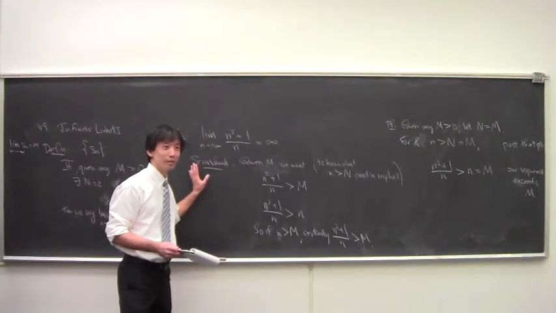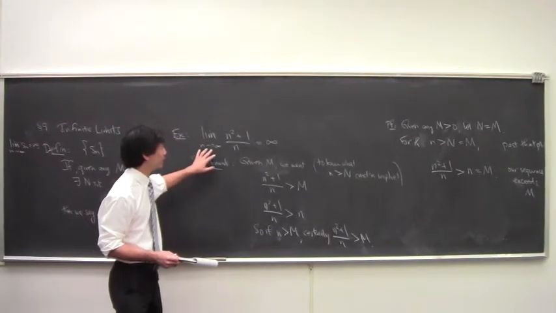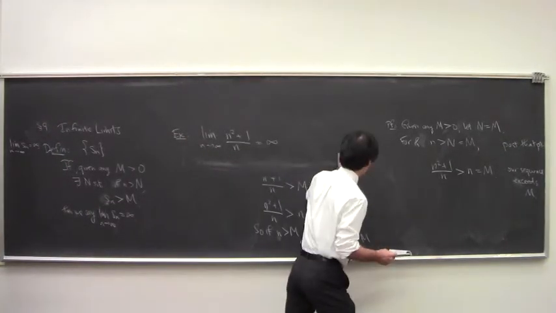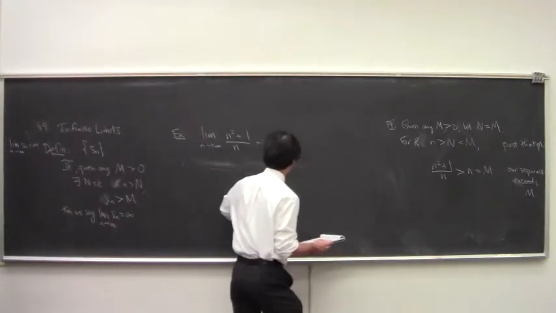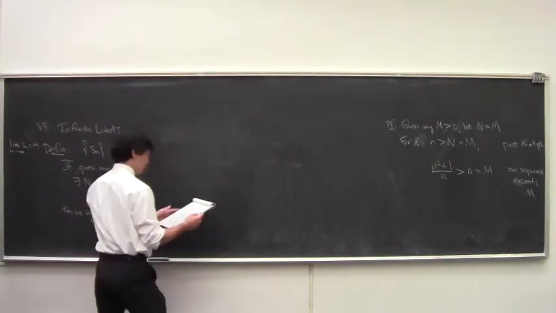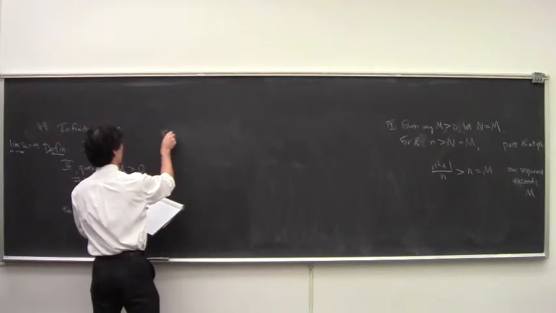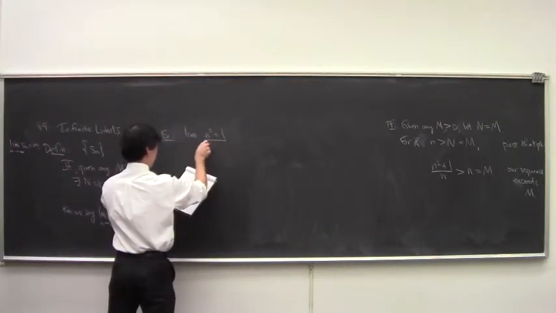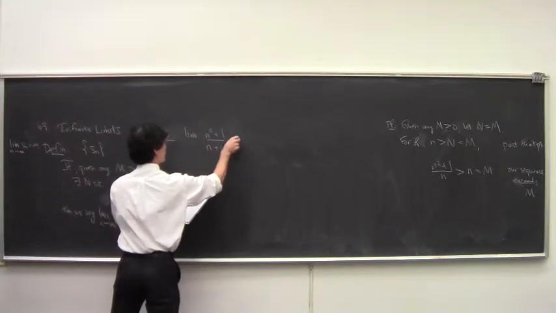Everyone all right? Yeah. Okay, so this is a simple one. Let's do another one, just slightly more complicated. The limit of n squared plus 1 over n plus 2 equals infinity.